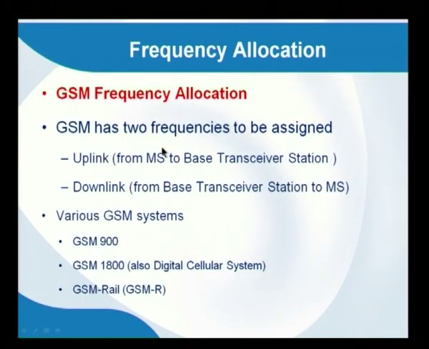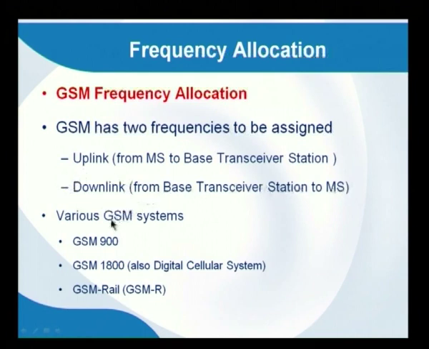GSM has two frequencies to be assigned. One is known as uplink and the other downlink. Sometimes they are referred to as the uplink channel and the downlink channel. The uplink channel is the one established from the mobile station to the tower or base transceiver station, and the downlink is the channel established from the tower to the mobile station.